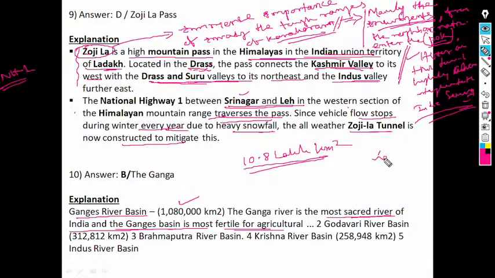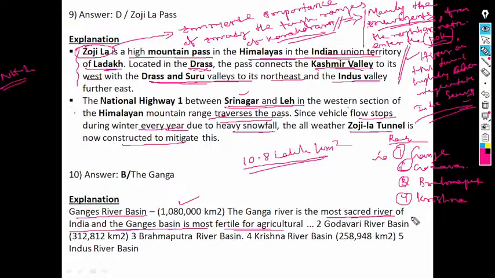Basin-wise, Ganga is number 1, then it is Godavari. Here I am writing the rank. First Ganga, second Godavari, third Brahmaputra, fourth Krishna, fifth Indus basin.